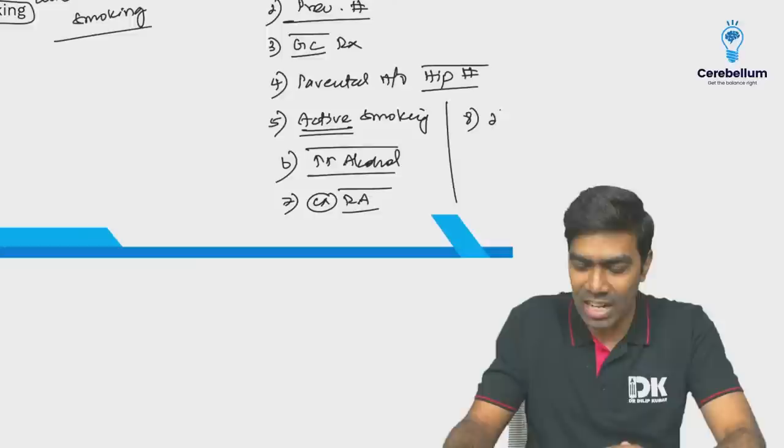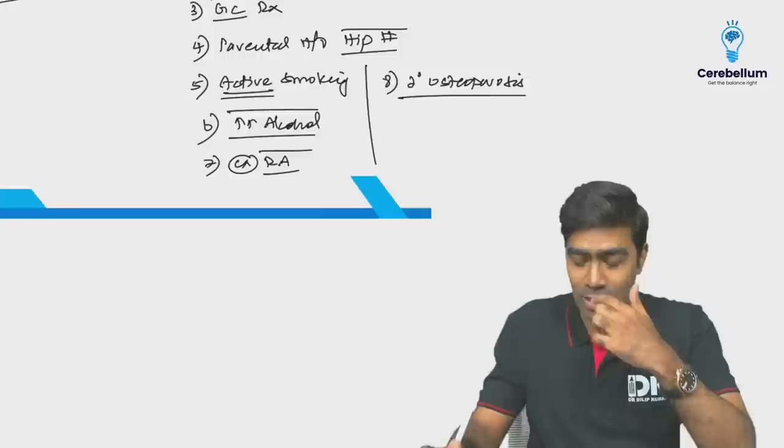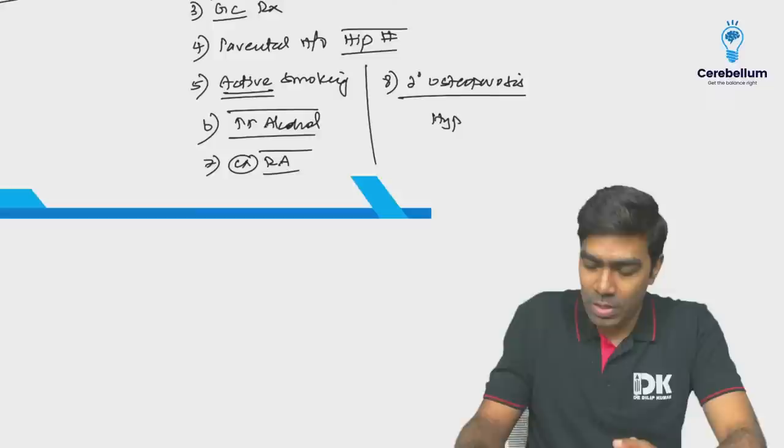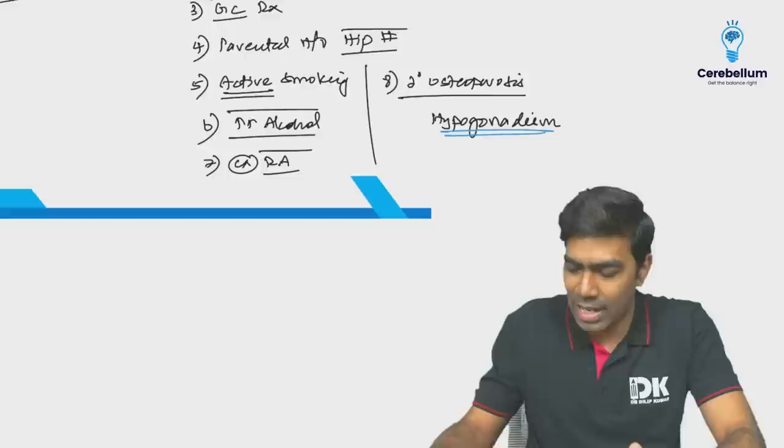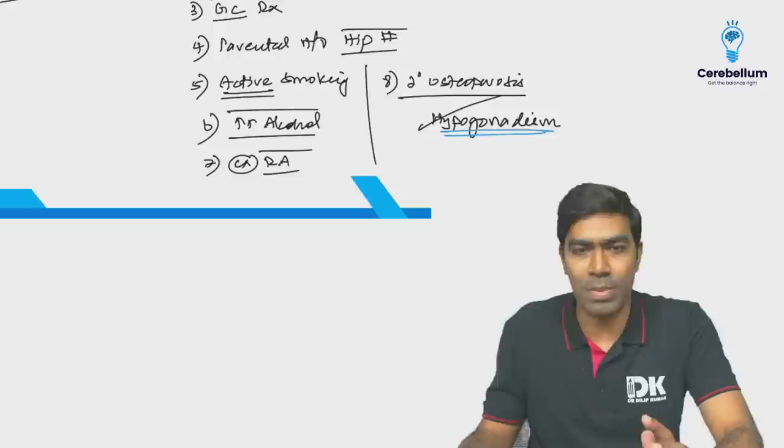So what do you mean by secondary osteoporosis? That is because of some other problem causing osteoporosis, like a definitive underlying problem such as hypogonadism. Patients who have androgen deficiency or estrogen deficiency. So hypogonadism is a clear-cut reason for the development of postmenopausal osteoporosis. We all know that. After menopause, there won't be estrogen. That's why you get osteoporosis.